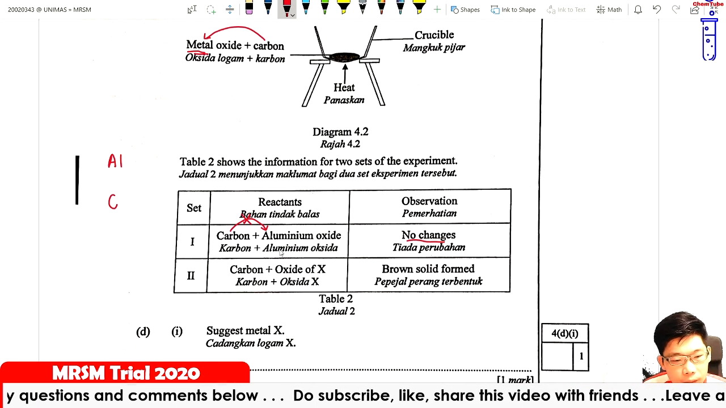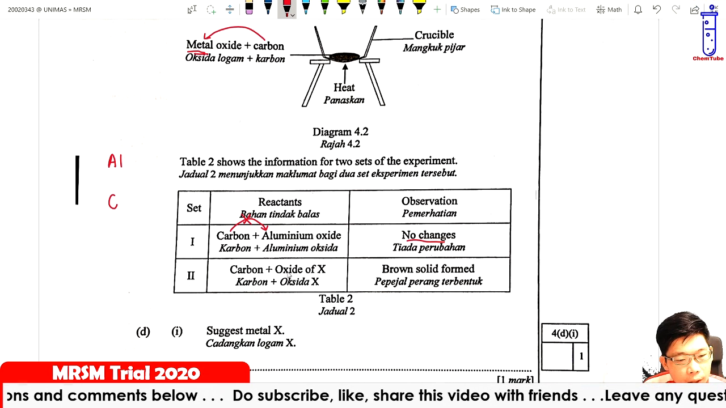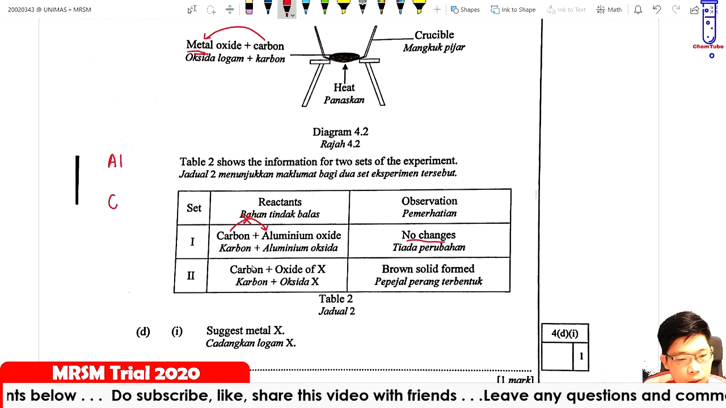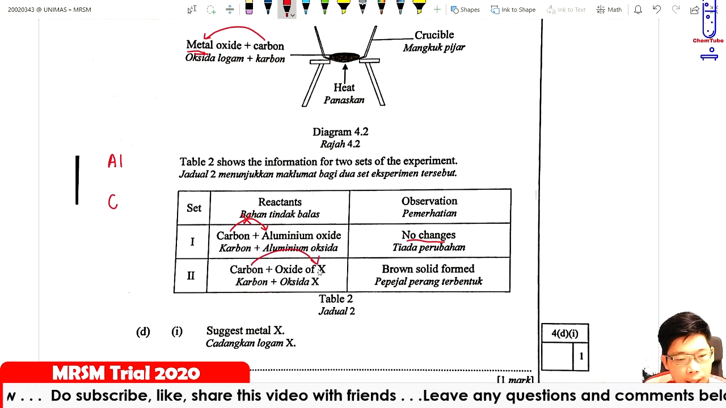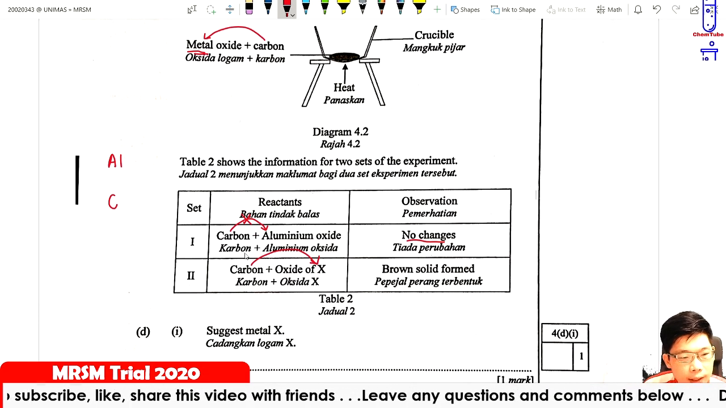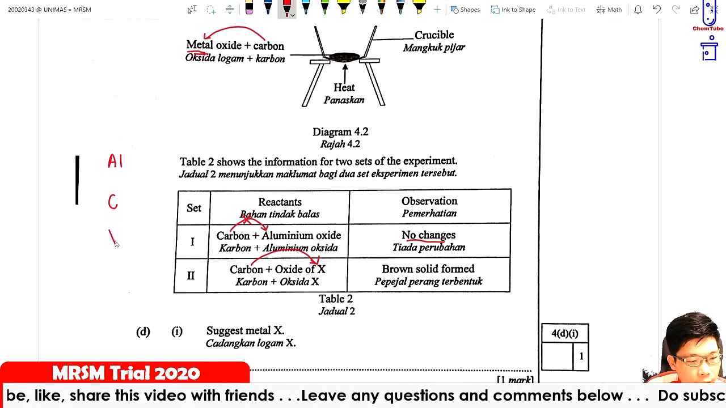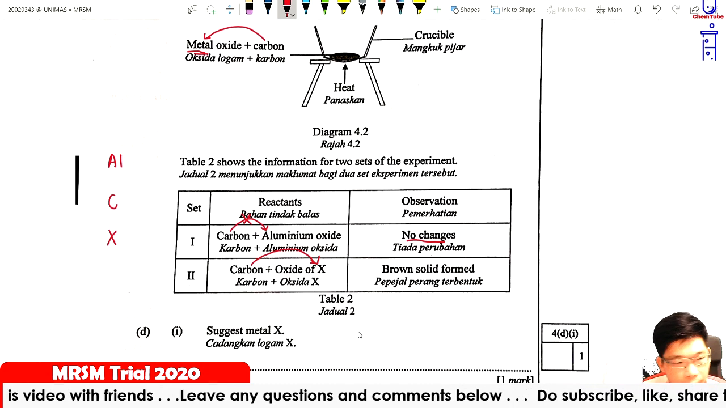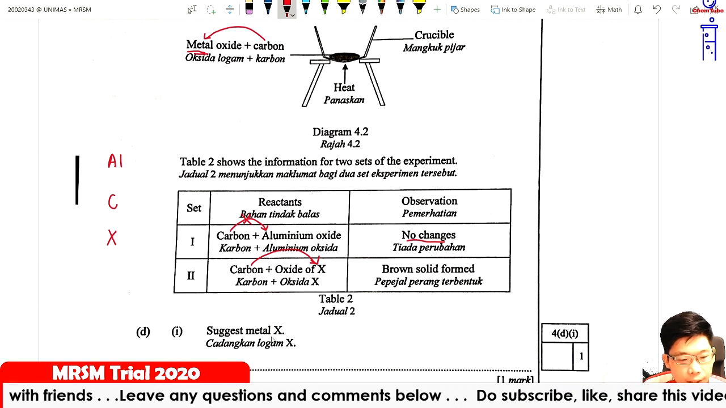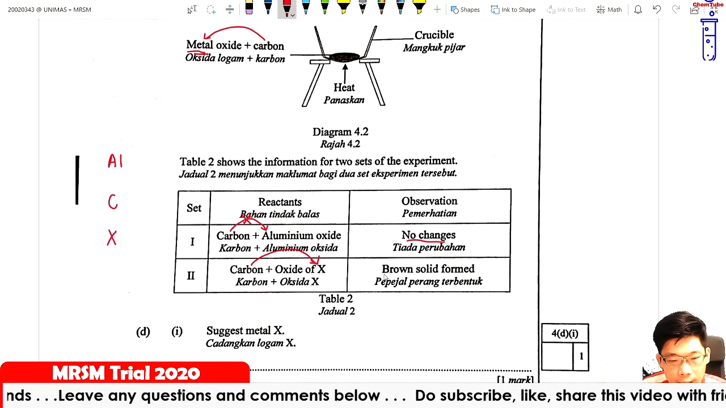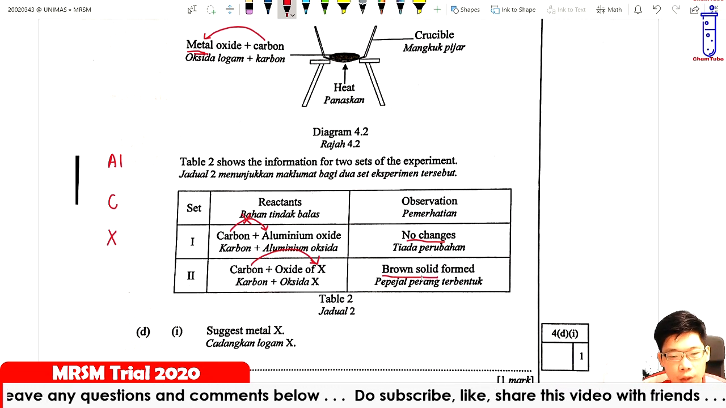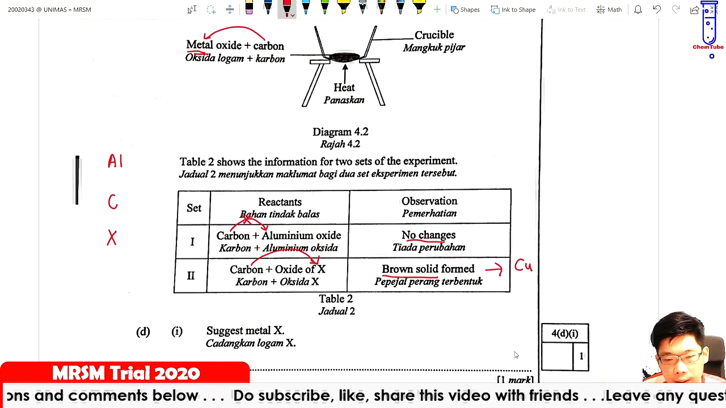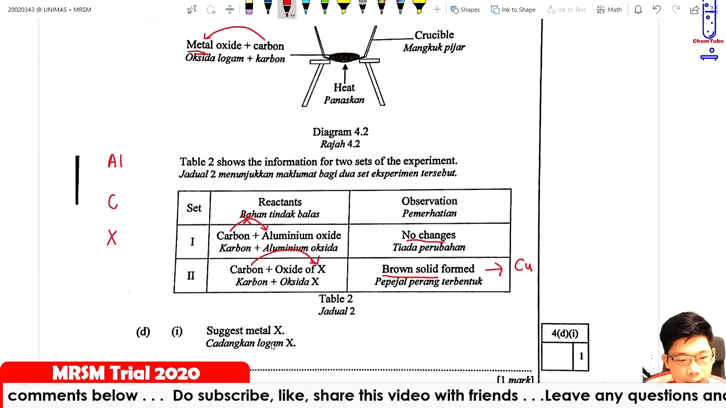Now, carbon with oxide of X. A brown solid is formed, meaning that it reacts, so carbon can displace the X. So X is less reactive, lower in the reactivity series. Suggest the metal X. After the reaction it forms a brown solid. A brown solid at SPM level, only one, that is copper. So metal X is copper.